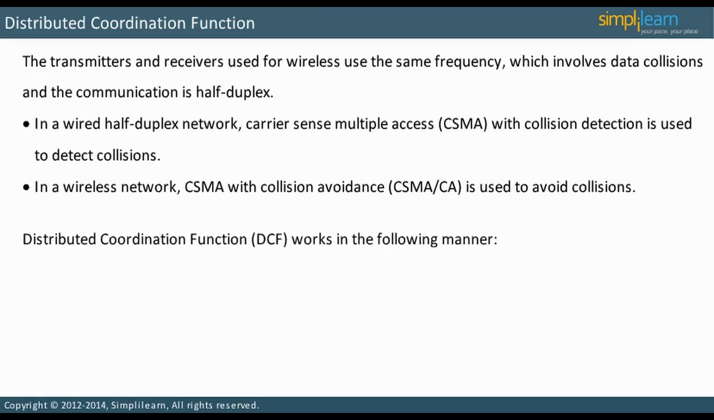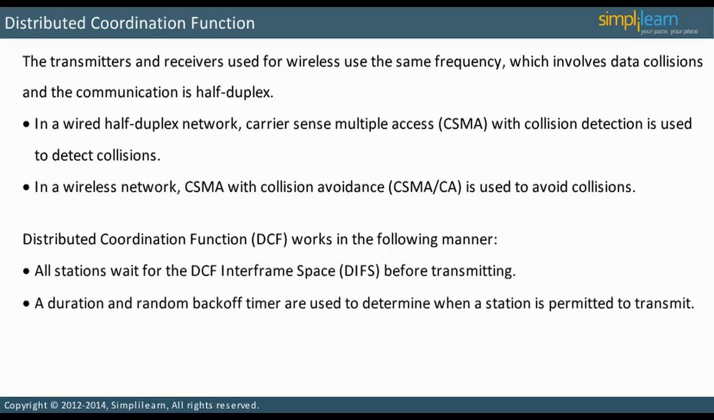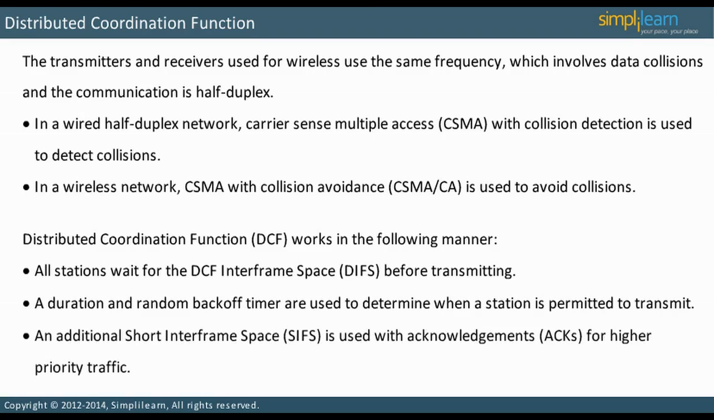Let us now see how DCF works. All stations wait for the DCF interframe space before transmitting. Then, a duration and random backoff timer are used to determine when a station is permitted to transmit. DCF also accommodates higher priority traffic. This involves a short interframe space with acknowledgments.